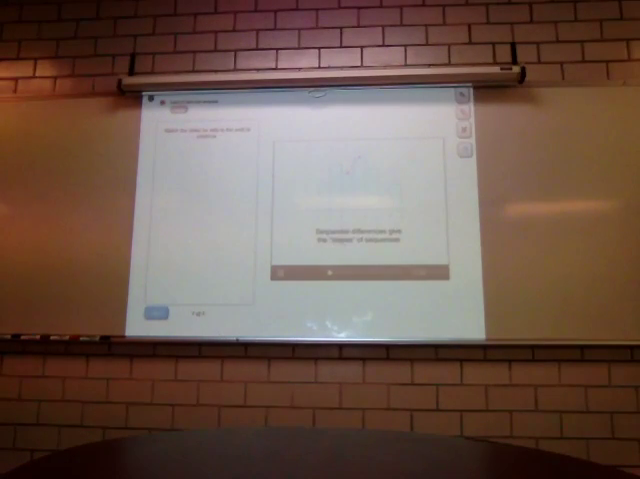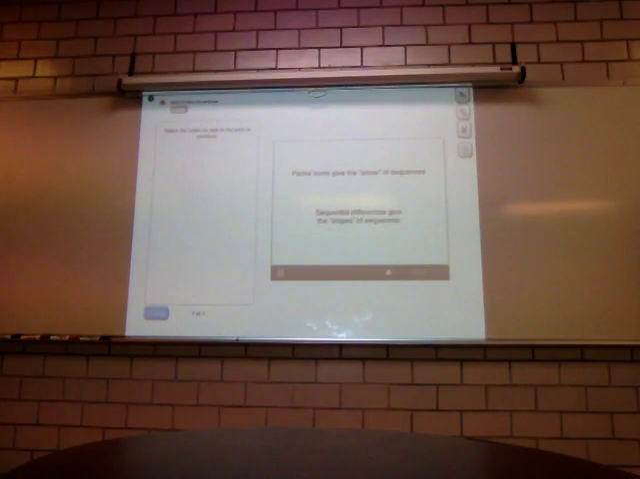Sequential differences give us the slopes between terms when sequences are plotted as bar graphs. To summarize here, when you plot sequences as bar graphs, partial sums give you the areas of different parts of the sequences, and sequential differences give you the slopes.